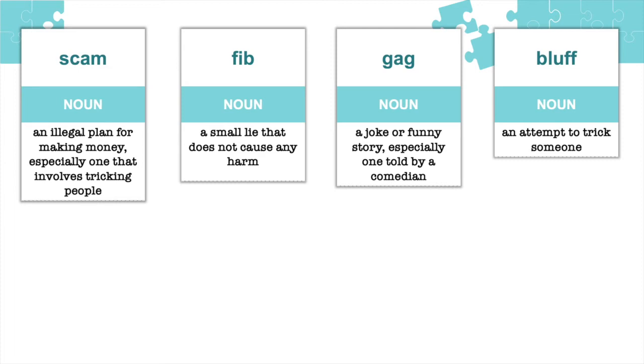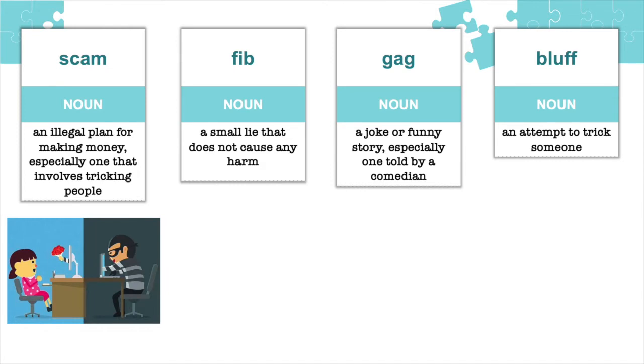So we have the word scam. You may have heard this one before. Scam means an illegal plan for making money, especially one that involves tricking people. And this is something that is pretty common here in our country, Argentina, to have these kinds of scams, especially targeted at elderly people. And there we have a picture that may show what a scam is. So on the left, you see the person that is being scammed, and then the scammer on the right.